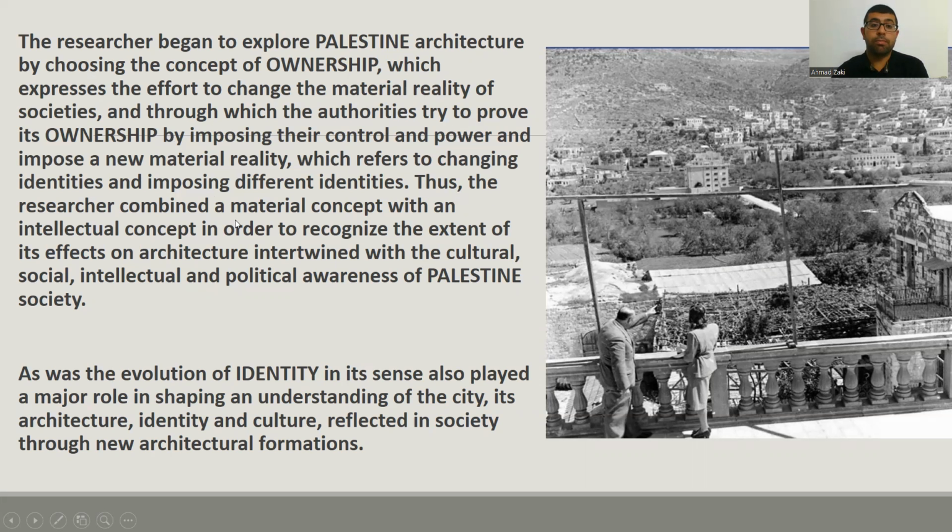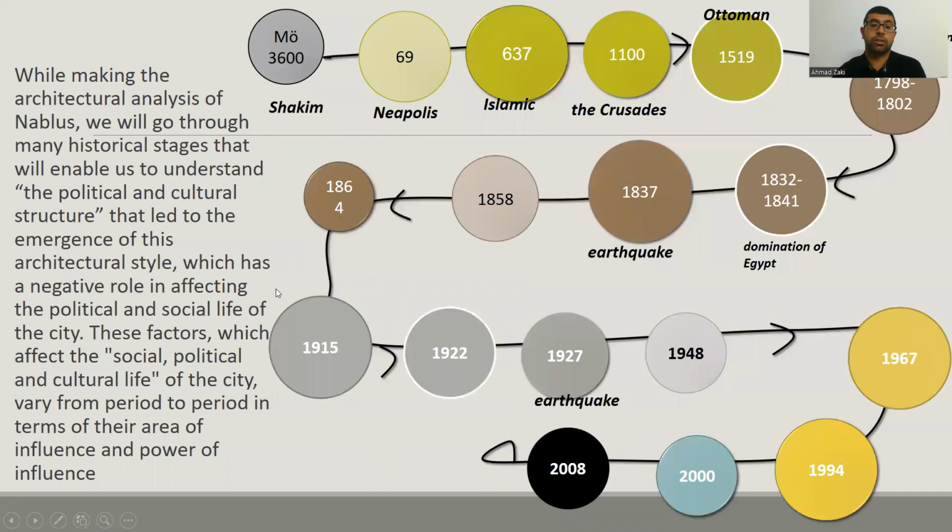Thus, the researcher combined a material concept with an intellectual concept in order to recognize the extent of its effect on architecture, intertwined with the cultural, social, intellectual, and political awareness of Palestinian society, as well as the evaluation of identity in its sense, which also played a major role in shaping an understanding of the city. Its architecture, identity, and culture are reflected in society through new architectural information.